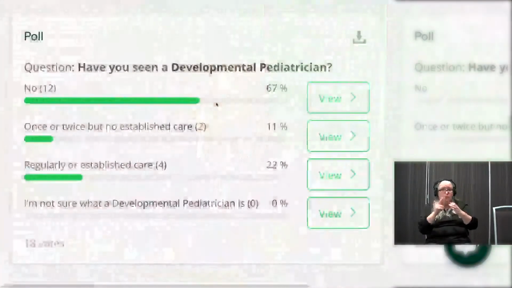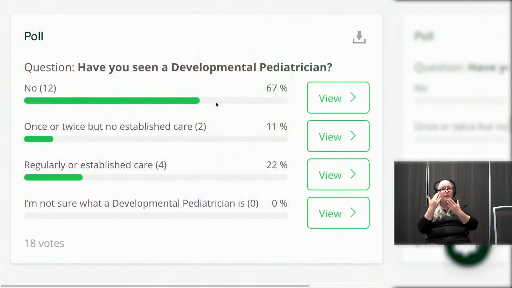So maybe we will have a poll, maybe not. Well, there we go. So two-thirds of you have not seen a developmental pediatrician. And to some degree that may be related to one, not knowing what one was, and two, the long wait lists in different areas. So you can talk to your pediatrician about whether or not you should see one. And I think we're going to move to genetics.